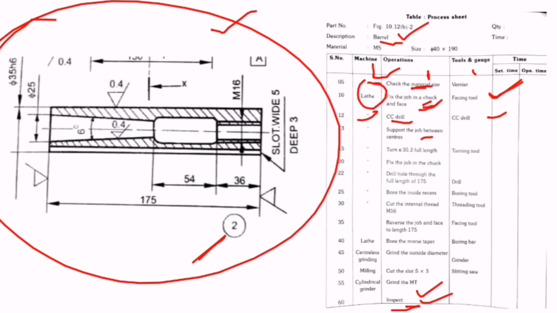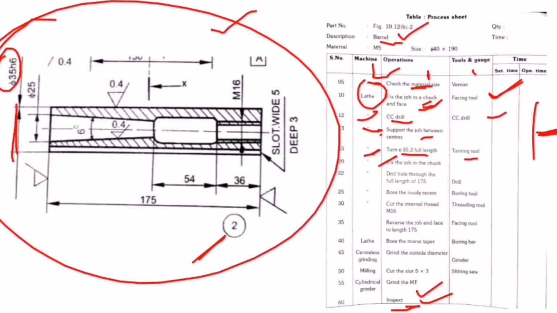Next, support the job between centers. This is on the lathe machine only. And next is turning 35 diameter full length with the turning tool on the lathe machine only. Where is the 35 diameter? This is the 35 diameter, the full 35 diameter turning operation.